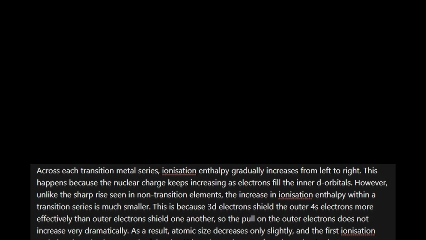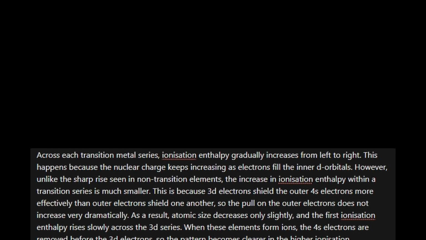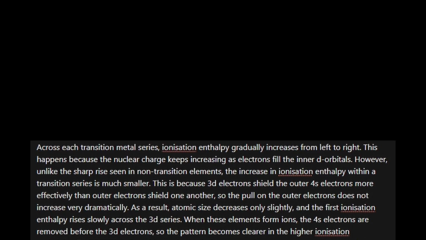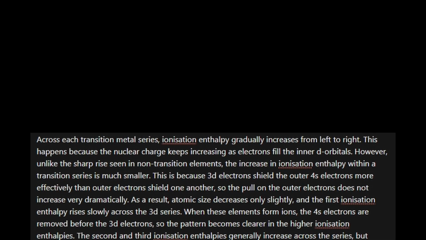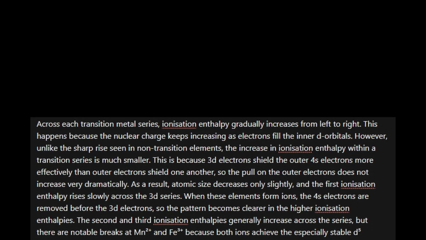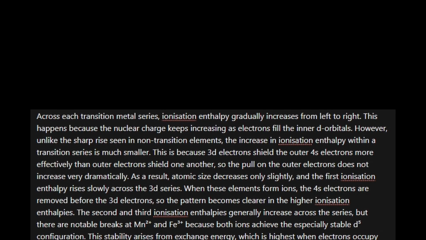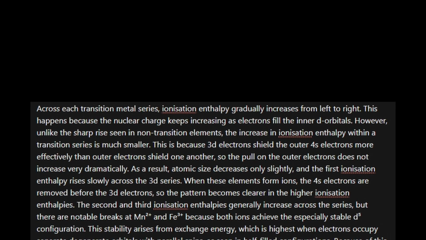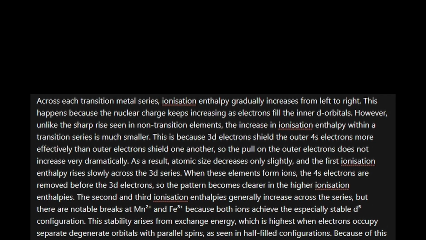However, unlike the sharp rise seen in non-transition elements, the increase in ionization enthalpy within a transition series is much smaller. This is because 3d electrons shield the outer 4s electrons more effectively than outer electrons shield one another, so the pull on the outer electrons doesn't increase dramatically. As a result, atomic size decreases only slightly, and the first ionization enthalpy rises slowly across the 3d series.